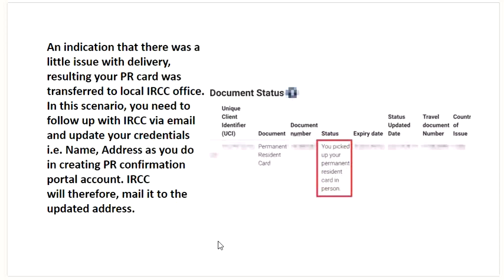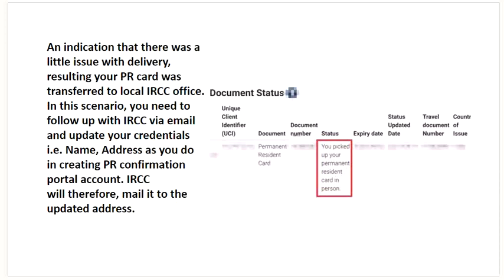Now, in this scenario, you need to follow up with IRCC via email and update your credentials exactly the way you did in creating your PR confirmation portal account. Your name, your address, every detail has to be updated, and then IRCC will definitely mail it to your updated address. So you don't need to worry about that too. I hope that makes sense.